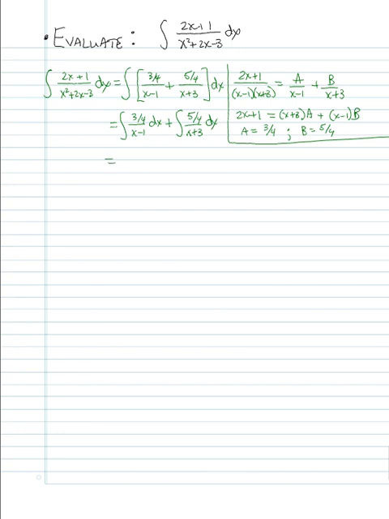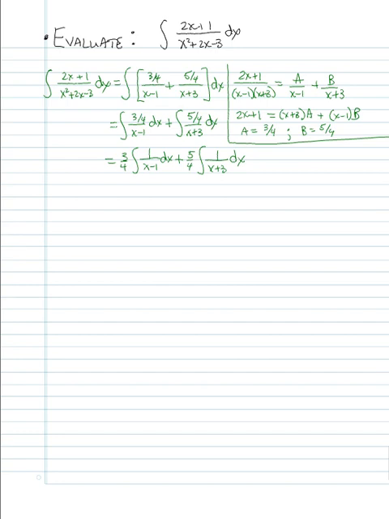Well, in that first integral, we can factor out 3/4. So we have 3/4 times the integral of 1 over x minus 1 with respect to x. In the second integral, we can factor out the 5/4. So we have 5/4 times the integral of 1 over x plus 3 with respect to x.